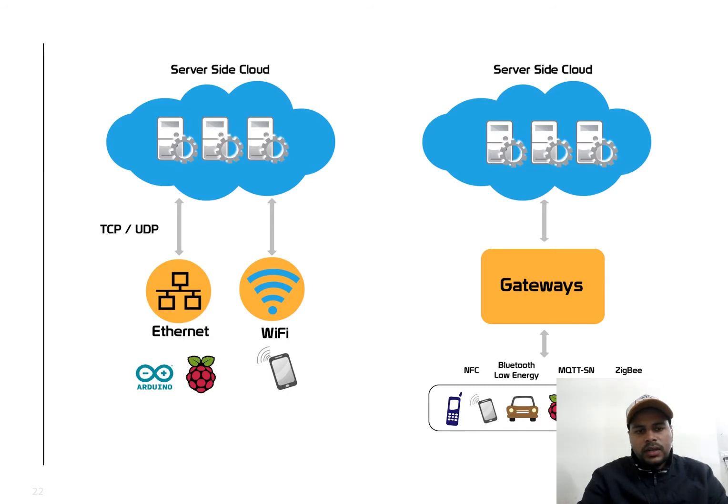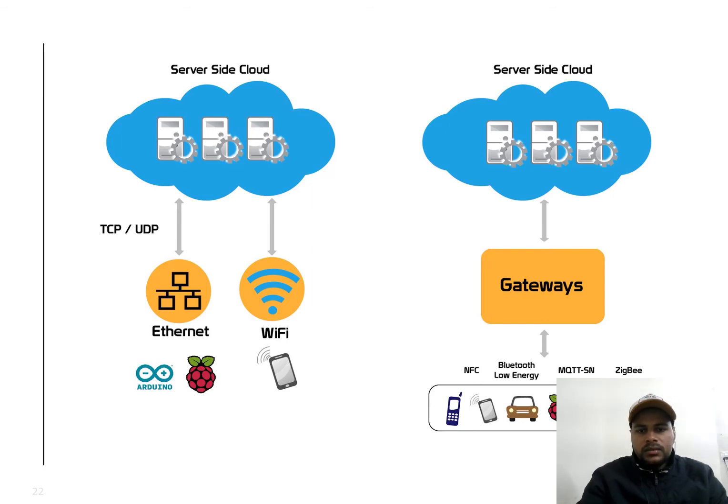In this slide, take a look at how the communication takes place. In the first half of the slide there is the server-side cloud with different servers, and we have devices at the start: Arduino, Raspberry Pi or our mobile. These get connected to the server-side cloud with the help of Ethernet or Wi-Fi, following TCP and UDP protocols for transferring the data.